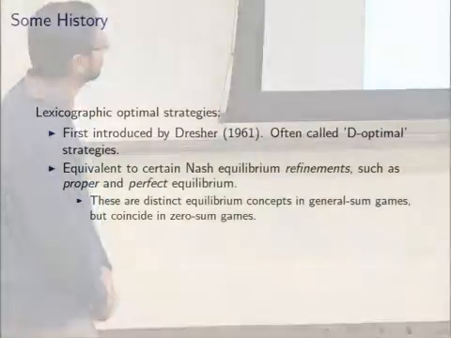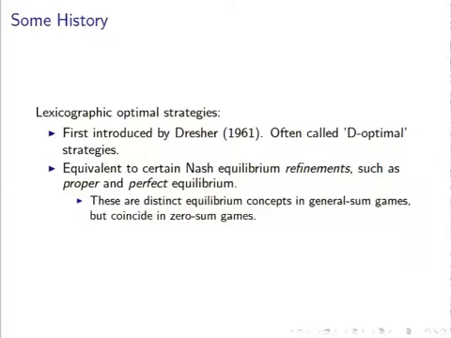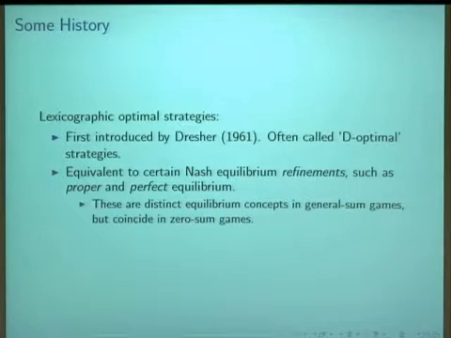Okay, so let me give you some history. We didn't invent the idea of lexicographic optimal strategies. They were first introduced by Melvin Dresher way back in 1961. He didn't give them a name, so if you look at the literature, people just call them Dresher optimal or d-optimal strategies. And what's interesting about them is that people have made connections between these and other notions of equilibria in game theory.